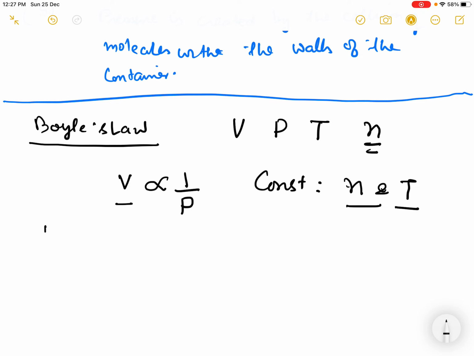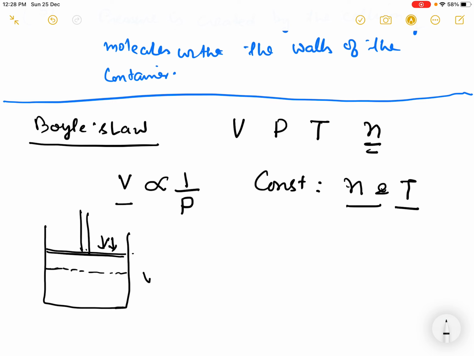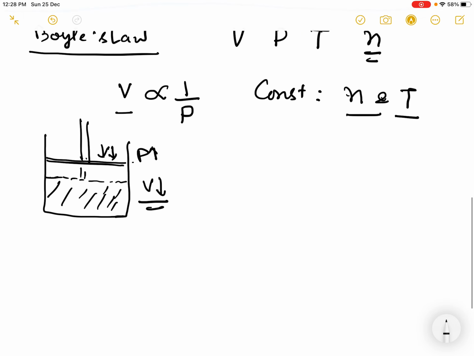How? Let us take this example. If we apply some pressure on it, this piston will move here and the volume of gas will decrease. If P is increasing, then volume will decrease. This much of volume will be there after applying the pressure. So Boyle's law says that volume of a gas is inversely proportional to the pressure of the gas.